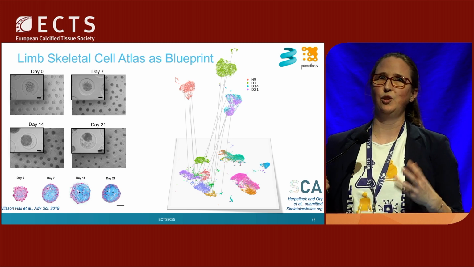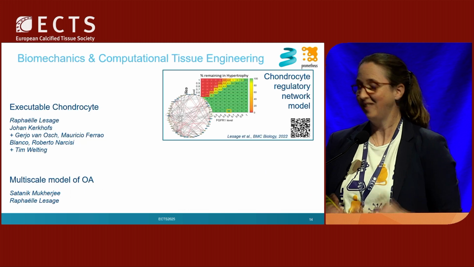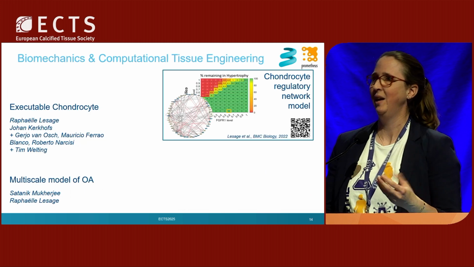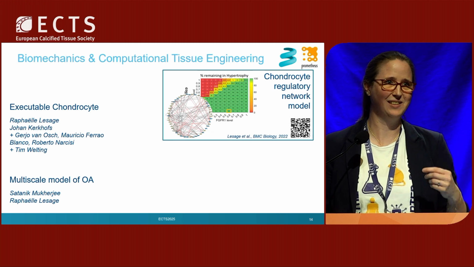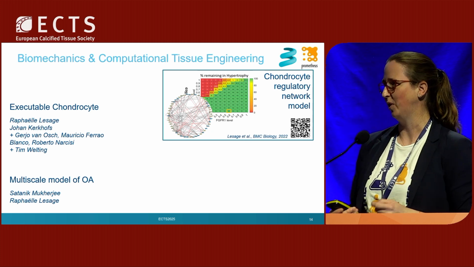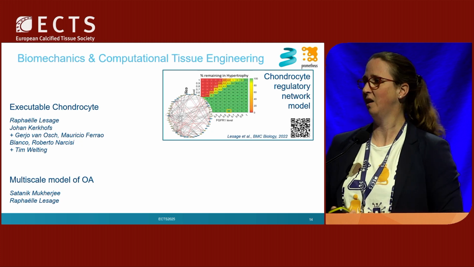Now, this is like using or building a static map. An atlas is like a paper map. When you're not at the right place, it doesn't tell you how to get there. It's not Google Maps, right? Telling you exactly what route to follow. And this is why you can use models to develop an executable chondrocyte.